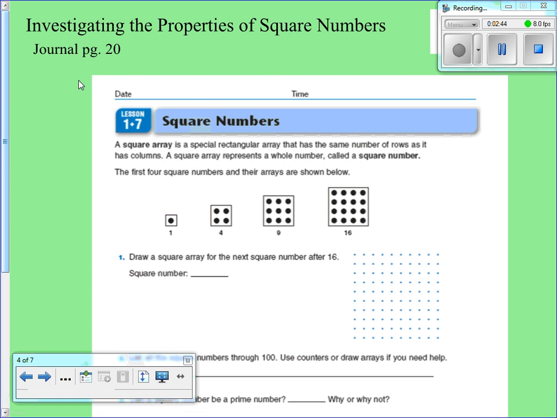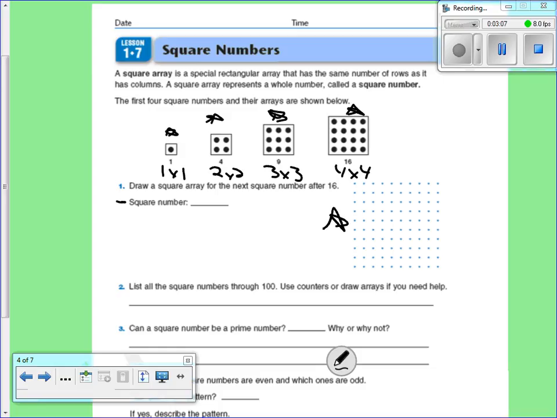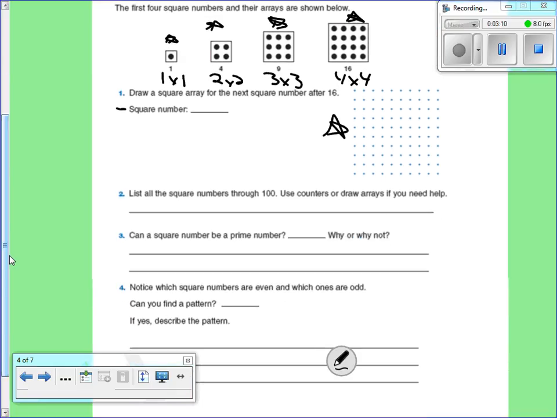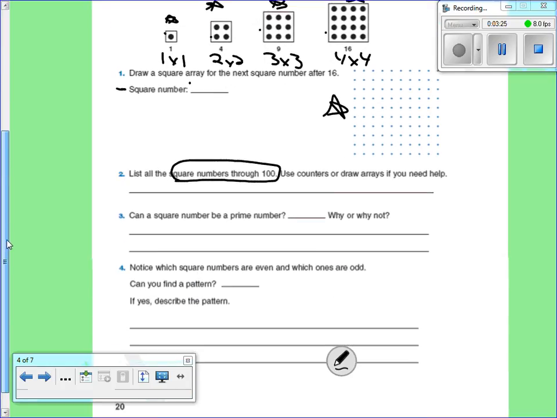Today you're going to be working with a math journal page that goes as so. As you can see, they have the first ones done for you. 1, 4, 9, 16. This is 1 times 1, 2 times 2, 3 times 3, 4 times 4. They ask you which square number is going to be next. Well, whatever 5 times 5 is will be your next number. Then they want you to make a rectangular array of it here on the side. Next, they want you to list all the square numbers through 100. Please keep in mind, kids, at the top of the page we have 1, 4, 9, and 16, and whatever number this is, and then we're going to keep on going to answer those questions.